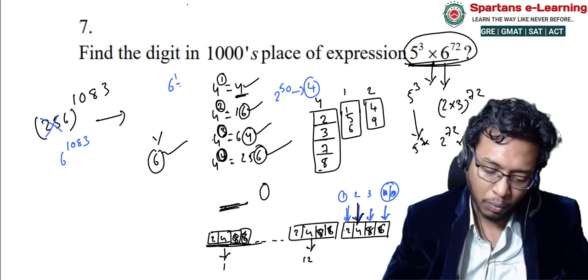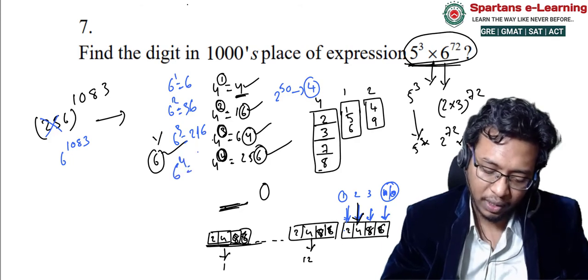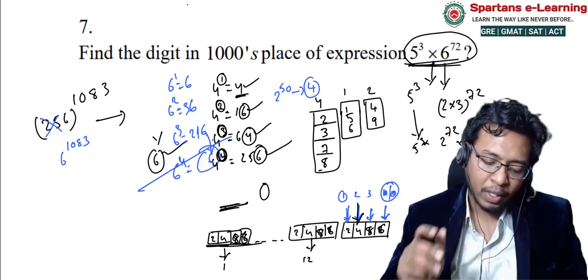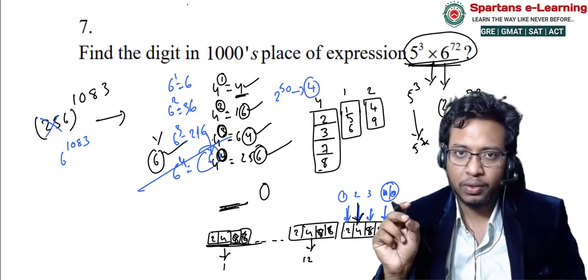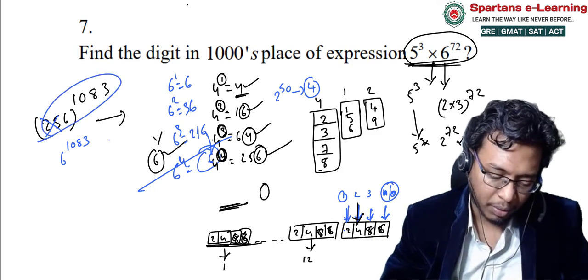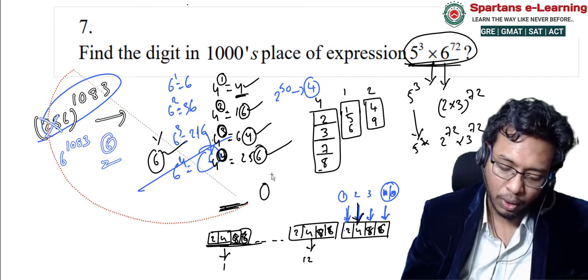See here, 6 power 1 is 6, 6 square is 36, 6 cube is 216, 6 power 4 is again something you will get, right? Need not multiply because the last digit will be 6 anyway. So 6 will have cyclicity of 1. So blindly you can directly write the unit digit of this number will be 6 itself. Right? Now let us go and solve our question.